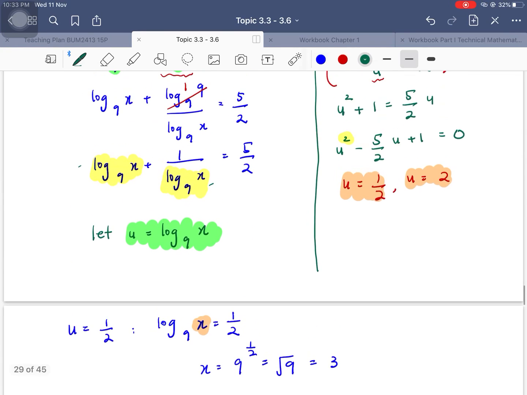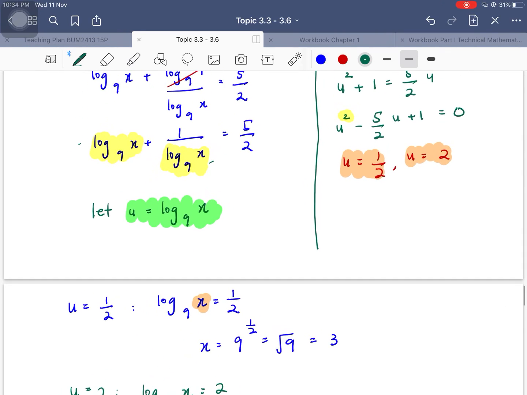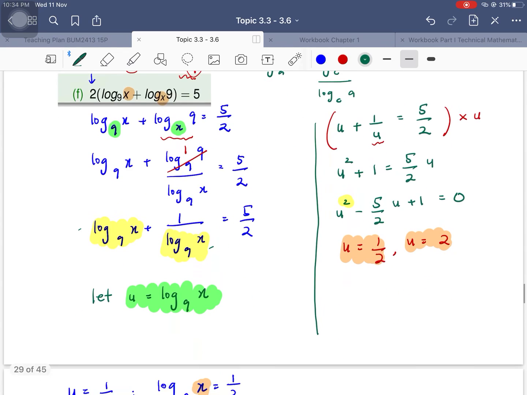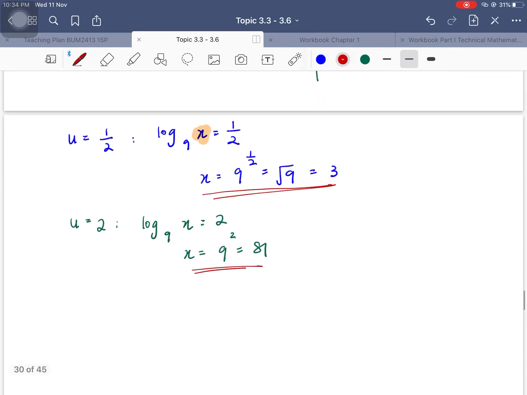Okay, and then the second value of u could also be a value of 2. So I'm going to have log of 9x equal to 2. Again, we change this to index form. So x is going to equal 9 to the power of 2, which is going to equal 81. So when you come across something that looks like this, where you have a quadratic equation, the solution will be 2 values. I end up with 2 values of x as well. First is x equal 3, and the other one is x equal 81.